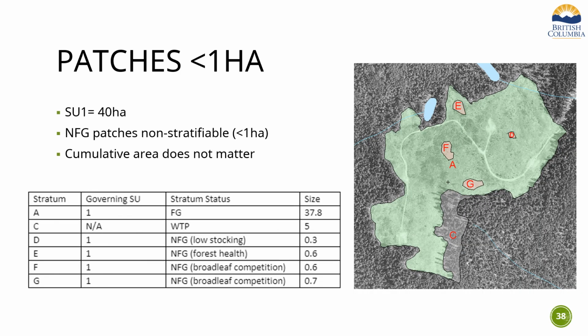All right, final example. We now have a 40 hectare standards unit. There are several small NFG patches, all for a variety of reasons. They're each less than 1 hectare, so they are all deemed to be non-stratifiable. Since they are non-stratifiable, their cumulative area does not matter. There's also no 5% limit with respect to non-stratifiable NFG area. Since they are simply a variation within the SU, you would not normally map them out. You'd survey everything together and do stats for the entire SU. If your stats meet, you can then retain the non-free growing patches, and you would simply report a silviculture and an inventory label for SU1.